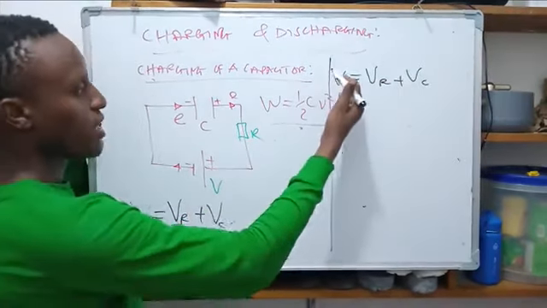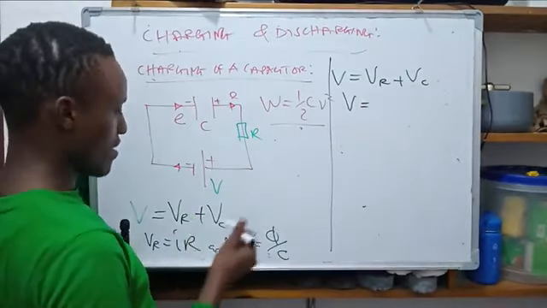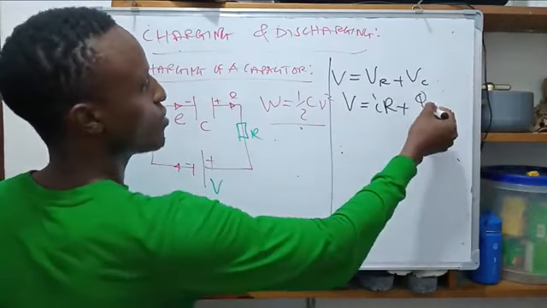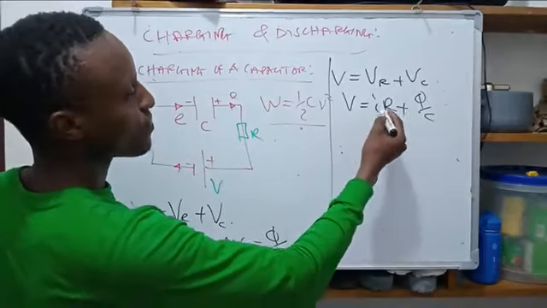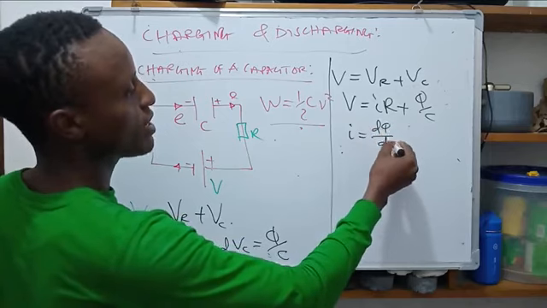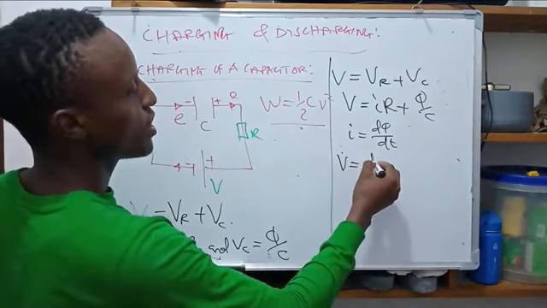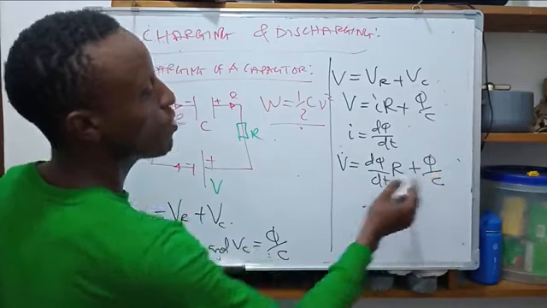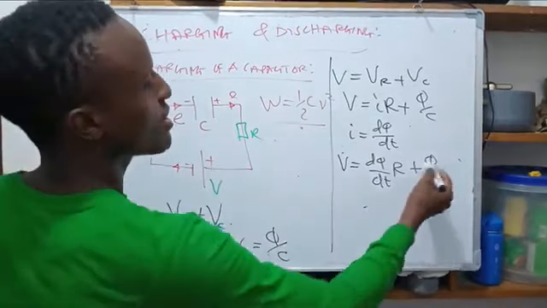So what is VR? VR is I R, plus VC is Q over C. Now, what is the current? Current is just equal to charge flowing per time. So we can say V is equal to dq over dt times R, plus Q over C. So what can we do with this? We can multiply by C.